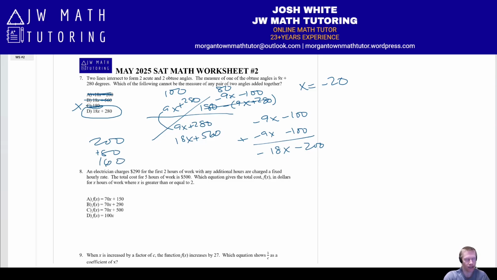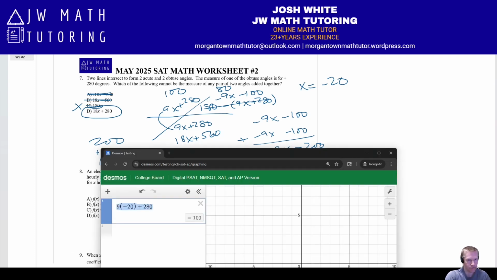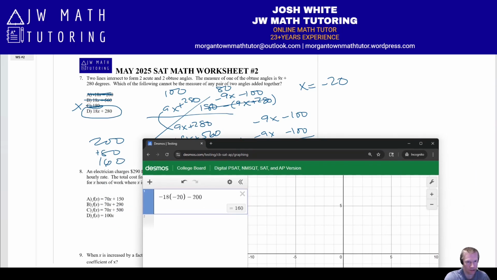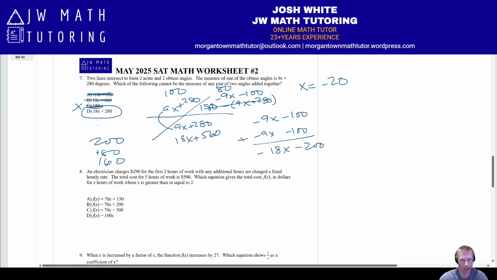Then you just go to the answer choices and type them in with x equal to negative 20. The first one equals 160, so A is out. The second one, 18 times negative 20 plus 560, equals 200, so that's out. If you check the last one, that's negative 80. That doesn't make any sense. So D is just confirmed as the correct answer, the one that cannot happen. So again, you could pick a value for x.